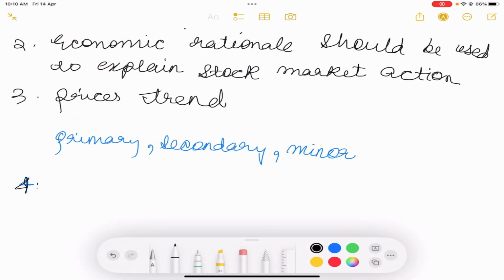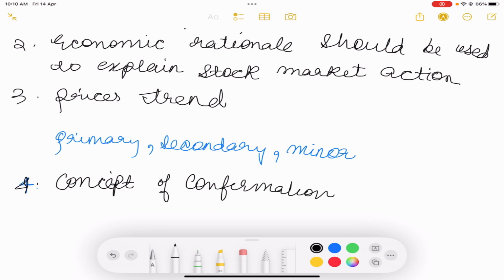Now we are coming to an interesting concept, which is the concept of confirmation. So what do you mean by confirmation? Confirming something, checking something for the second time in order to be sure about what we're doing. So Dow always ignored a movement of one average which was not confirmed by the other. So what does that mean? Charles Dow has proposed that you need to always confirm your movement with the other average.